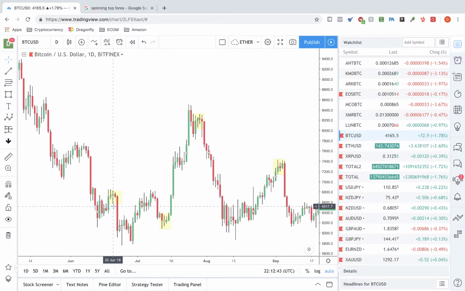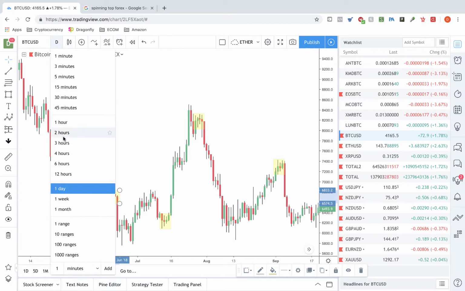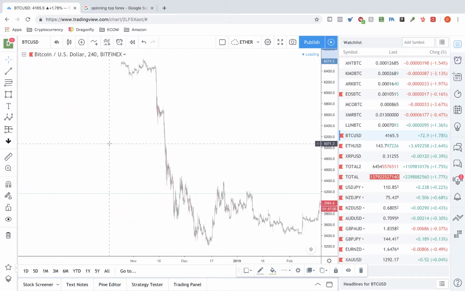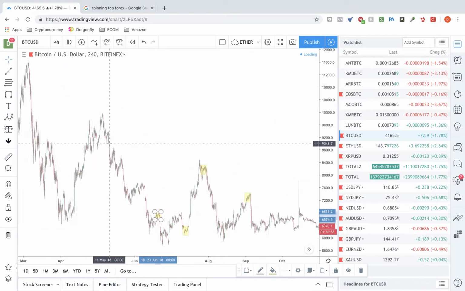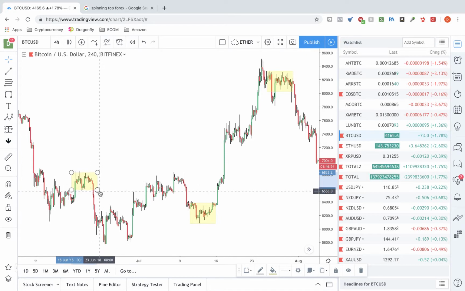The biggest one here, this one, is a spinning top or a doji. Some people call it a doji. So I'm going to draw this box around the top and around the bottom of that. Then I'm going to drop down to the 4 hour and find that box, which is right here. Let me fix that a little bit.